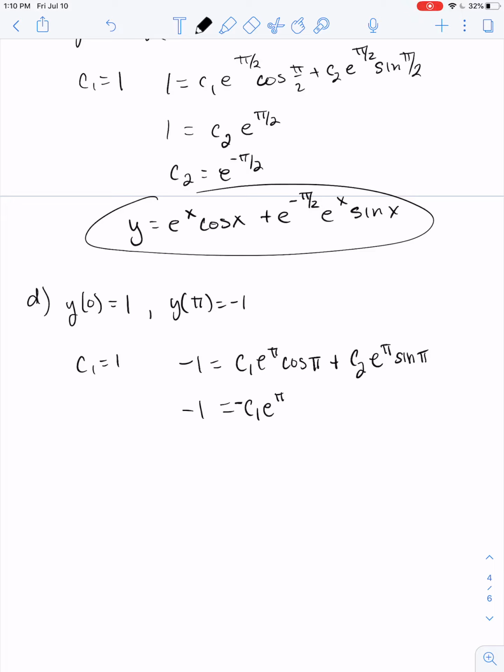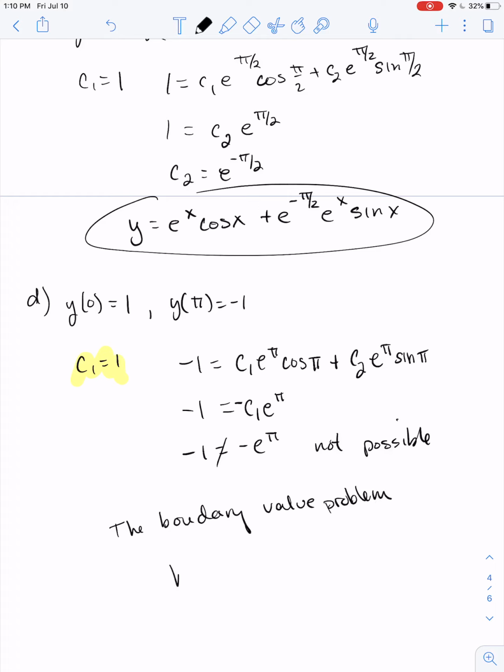And now we know that C1 is 1, so we would get something that looks like this: negative 1 equals negative e to the pi. This is not true. So not possible. So this boundary value problem has no solution. All right, so I showed you one of those.